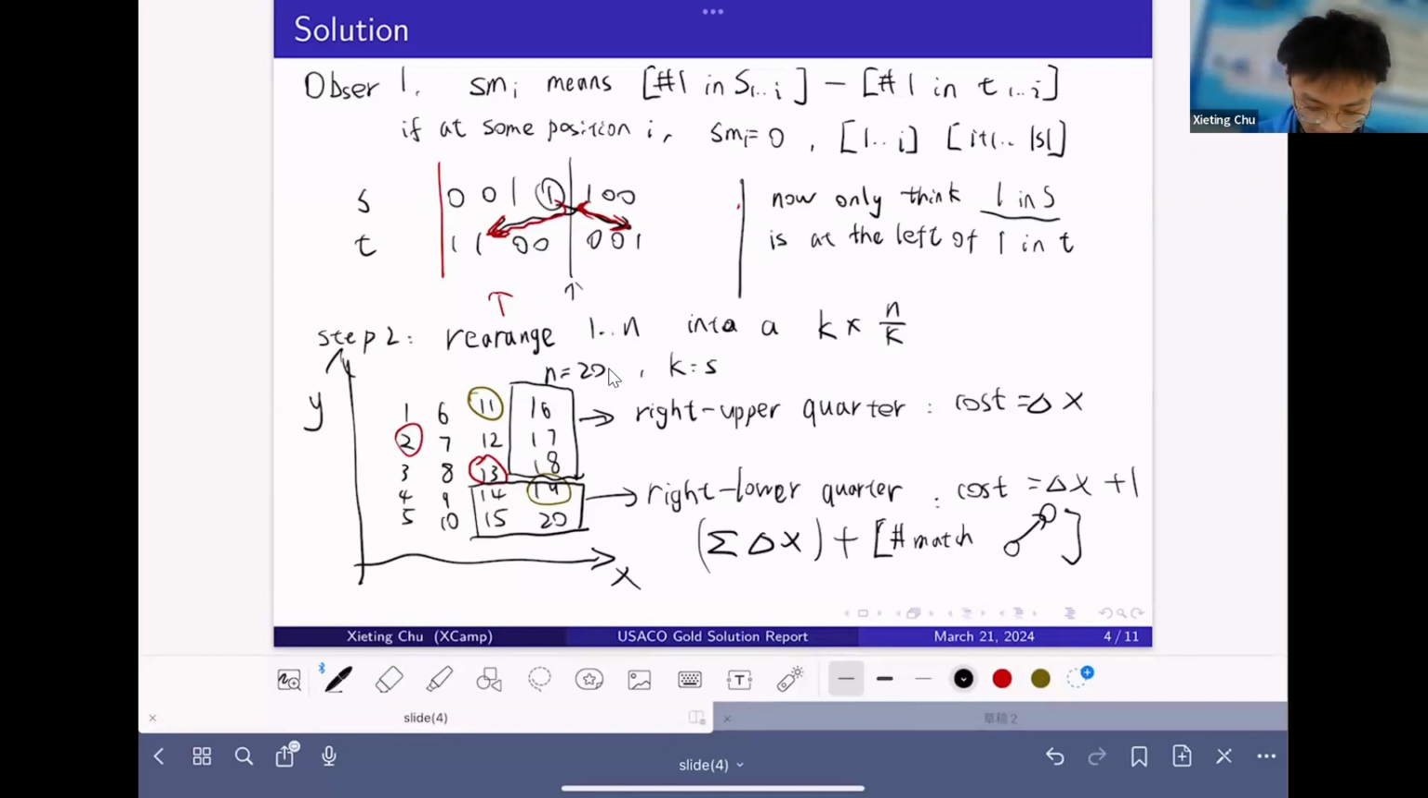So this means that the only goal now is to find as many pairs as possible to match from the left lower to the right upper. Because if we do so, then we can reduce the cost by 1. And if we do not do so, then the cost should be plus 1. And the delta x part is unavoidable. So this is always here, and we only need to maximize the number of matchings of this type. And this can be solved with a very easy greedy solution.